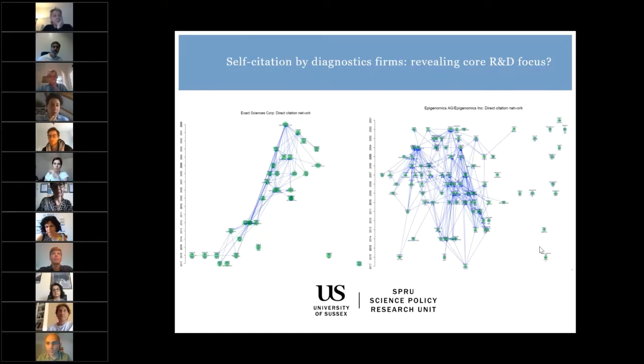And then on the other chart on the right, you can see Epigenomics, and they have a more dense network of papers. They have a number of papers on the right side which don't seem to be connected very much to anything, but then they also have a body of work that their scientists internally are citing over time.